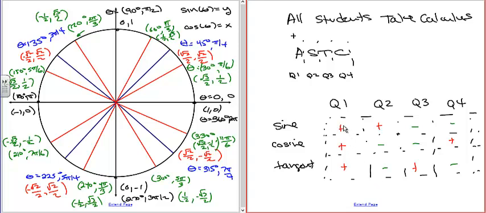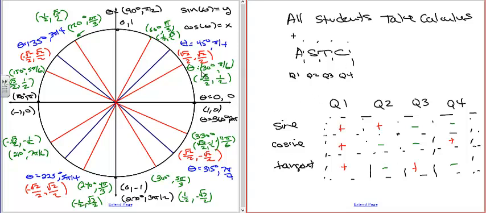Another thing you can think about is the tangent is the sine divided by the cosine. So if they're both positive or both negative, the result is positive. If they're different signs, one's positive and one's negative, the result has to be negative. So here, positive divided by negative is negative, and negative divided by positive is negative. So there are different ways you can remember these signs.